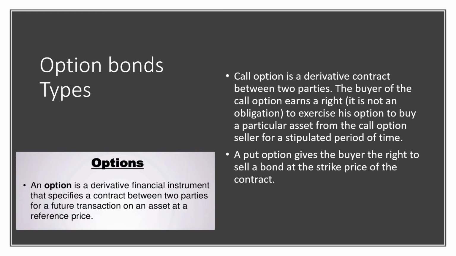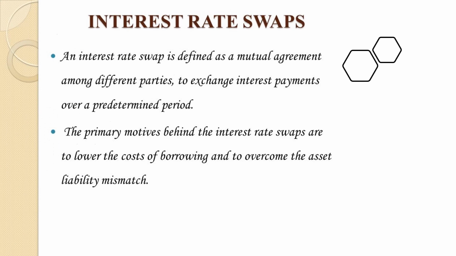Options on bonds. Options give the buyer the right but not the obligation to buy or sell the underlying asset at a specified date and a specified price depending on the type of option. In case of options on bonds, the underlying asset is bonds, and they are classified into call options and put options. Interest rate swap. It is a type of interest rate derivative which involves exchanging interest rates between two parties.